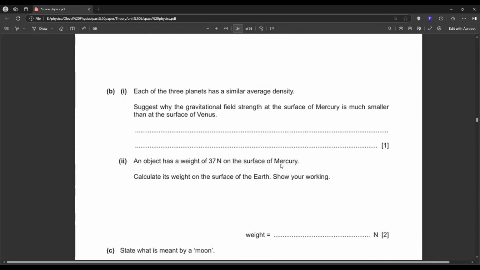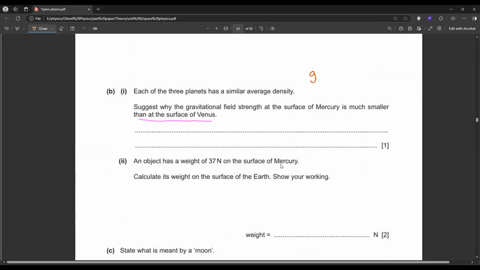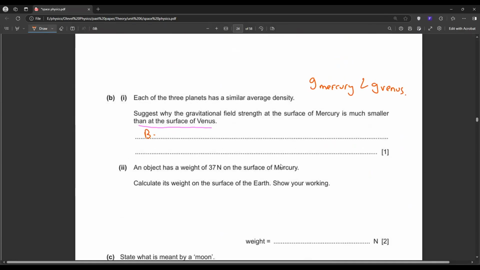Each of these three planets has a similar average density. Explain why the gravitational field strength at the surface of Mercury is much smaller than that at the surface of Venus. Why is the gravitational field strength of Mercury less than that of Venus? You can say because Mercury has a smaller mass. Simple as that. Let's further move ahead.